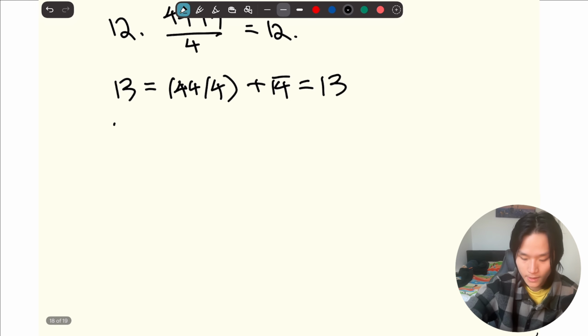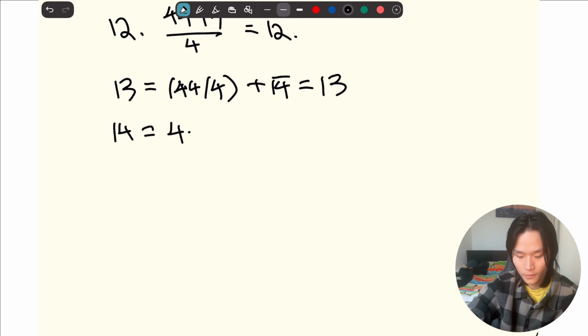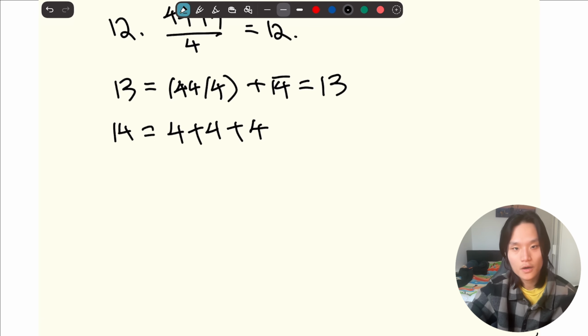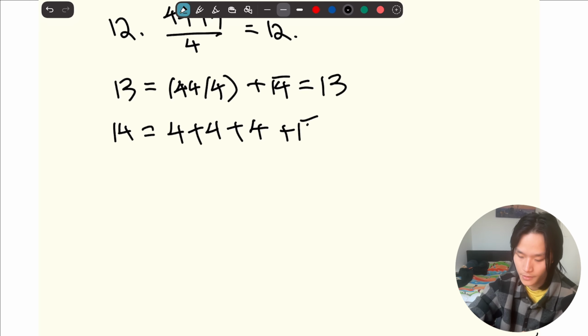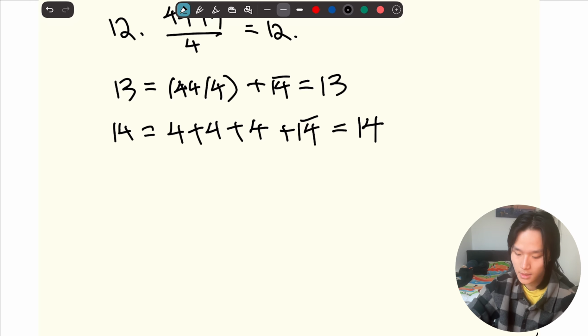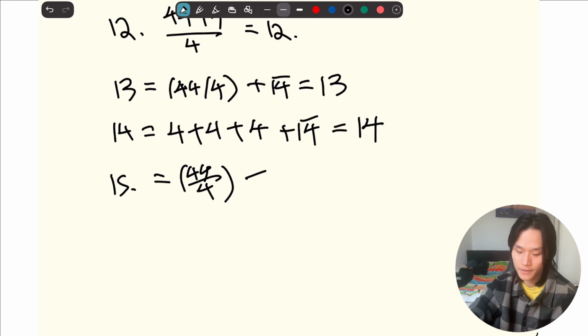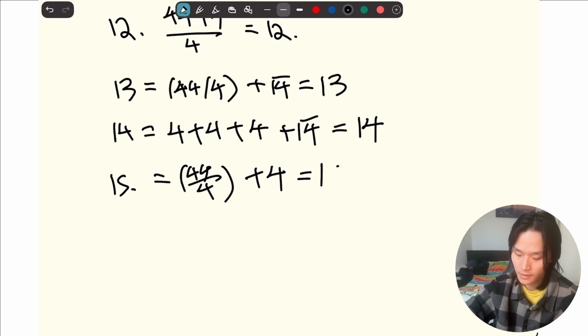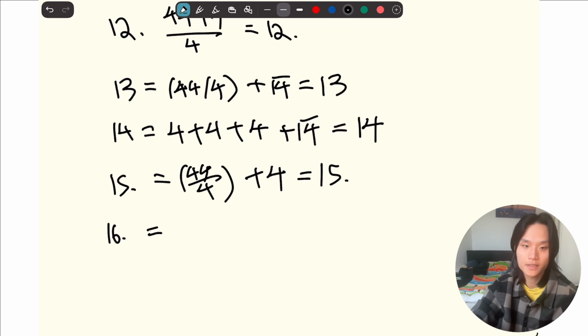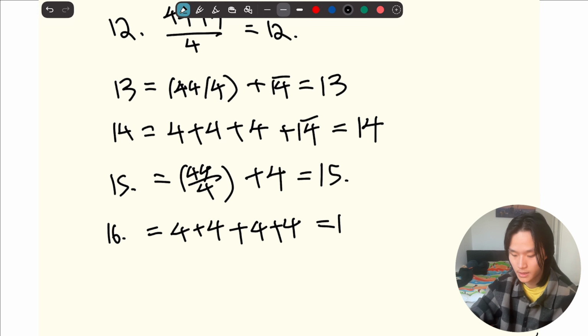And then for 14, we have the three 4s, so we add them up, that's 12. Once again, we can add the square root of 4, and that's just 12 plus 2, so 14. Now for 15, once again, we can have 44 divided by 4, and then we can just add 4 itself, because that's just 11 plus 4, which is 15. And then for 16, that's just the easiest thing. You just add all 4s, which is just 16.